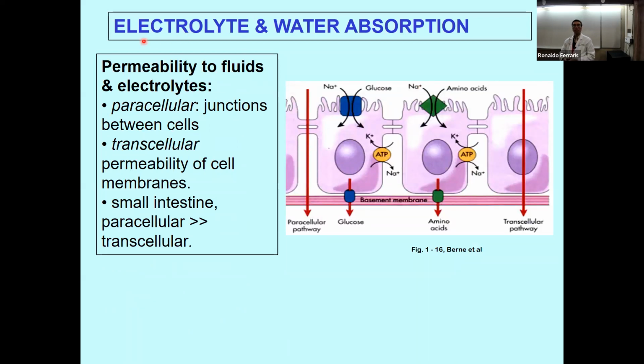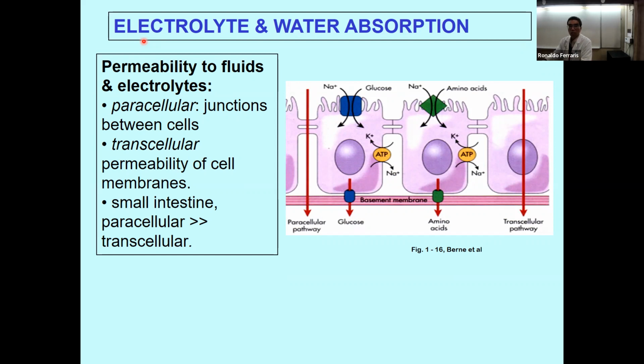So we go into electrolyte and water absorption. Recall the fact that you have 7 to 9 liters of fluid secreted by the organ systems in your GI tract, right? So most of that fluid should be reabsorbed, so that at the end of the day, you only have, in normal conditions, between 100 to 200 ml of fluid in your feces. Otherwise, you will die of dehydration, or just drink 10 liters of fluid a day, which is quite difficult to do.